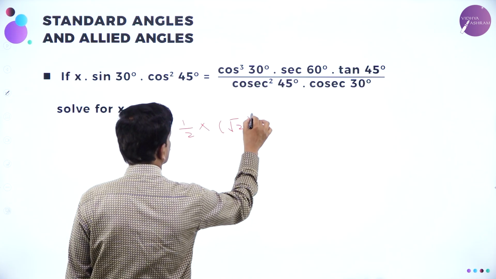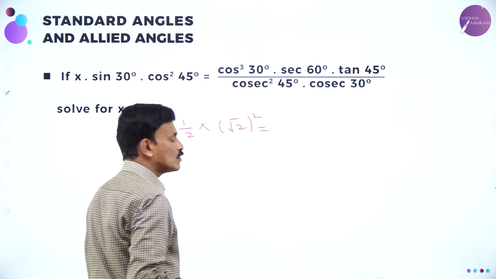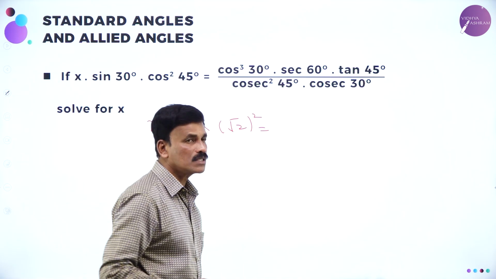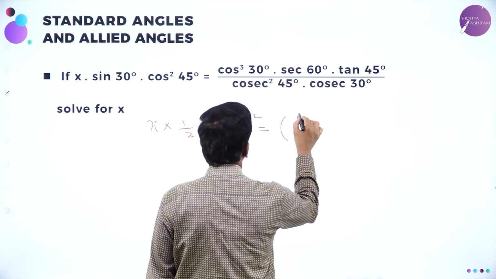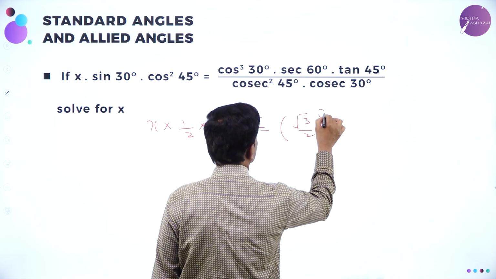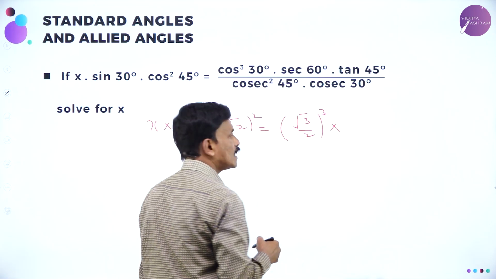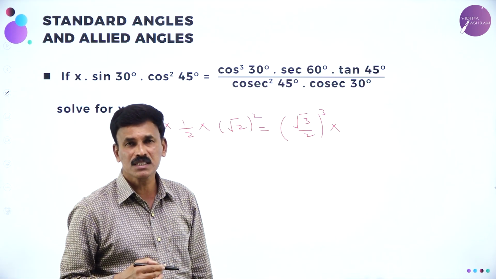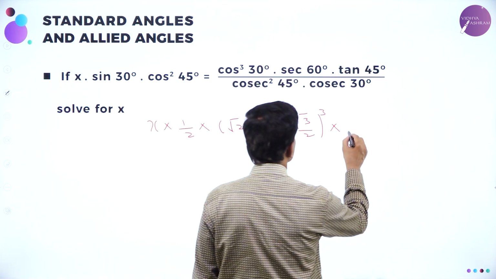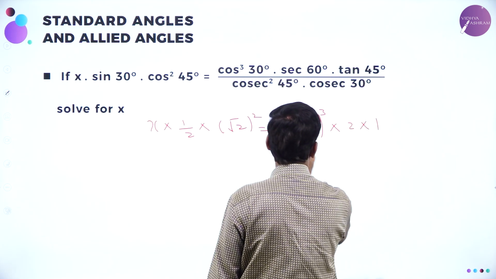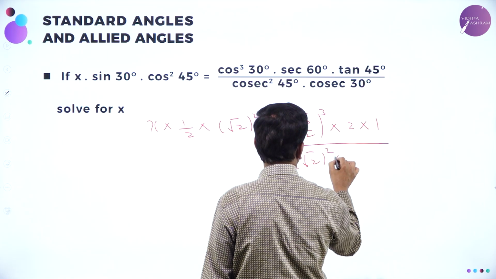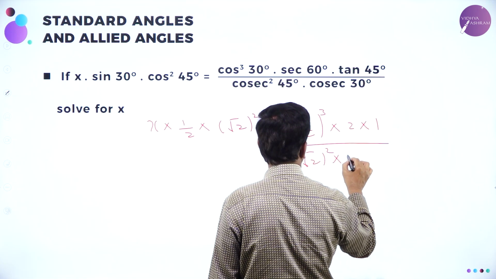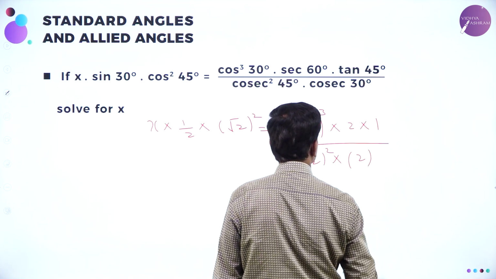Cos 45 is root 2 whole square is equal to cos 30. What is cos 30? Cos 30 is root 3 by 2. So, root 3 by 2 whole cube into secant 60. Substitute the value of secant 60. Secant 60 is 2 into tan 45 is 1 divided by cosecant 45 is root 2 whole square into cosecant 30. Cosecant 30 is equal to 2.